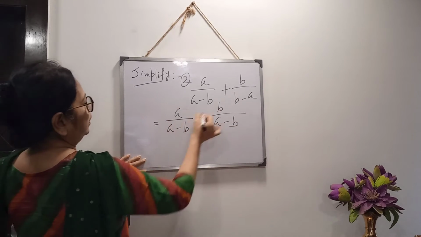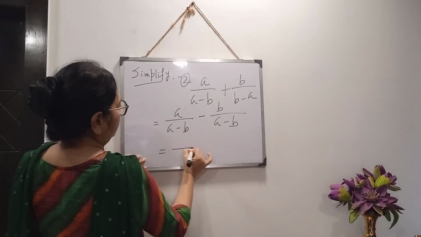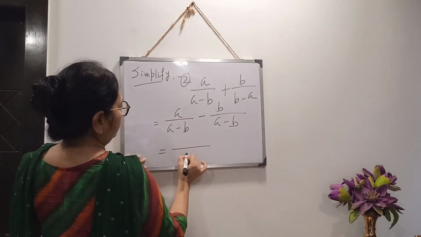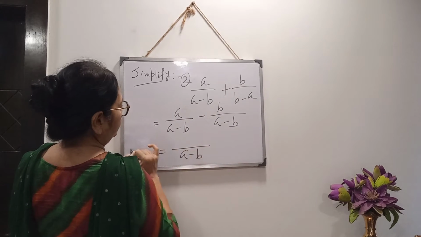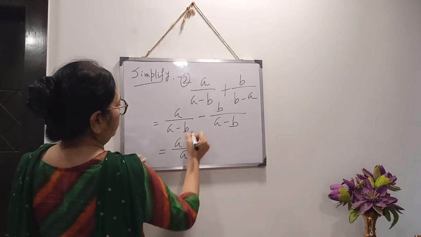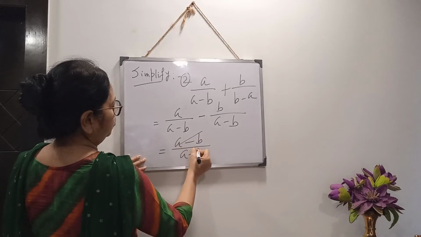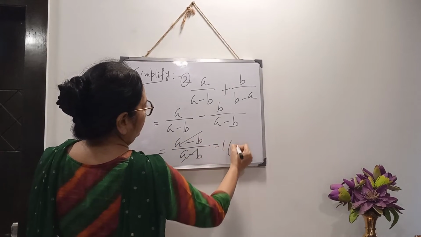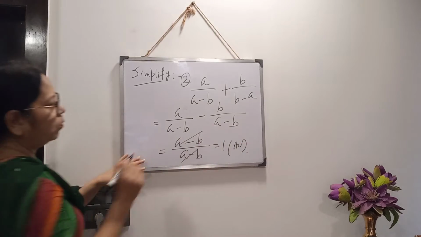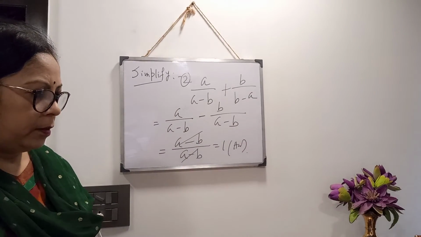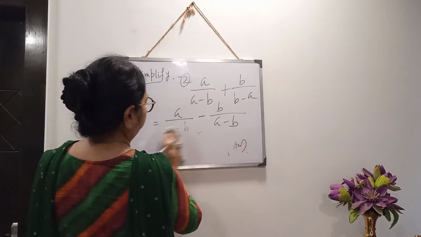Now in this way you can't cancel, since there is a and there is b. So you have to take the LCM. What will come here? a minus b. Now numerator and denominator are the same. Your answer will be 1. Clear? This answer is 1.